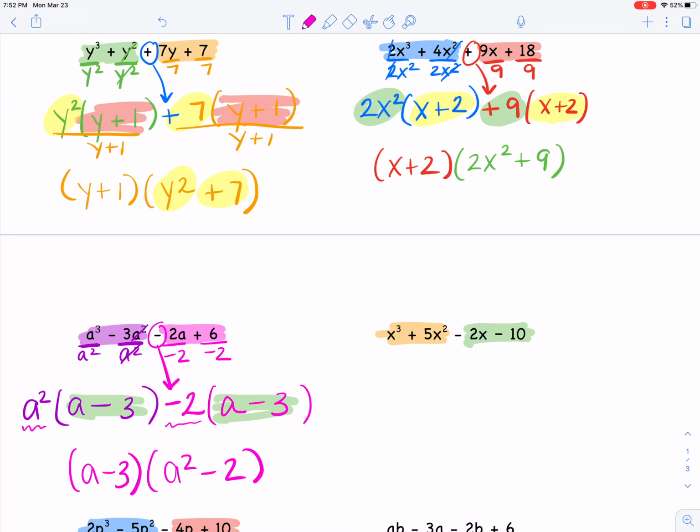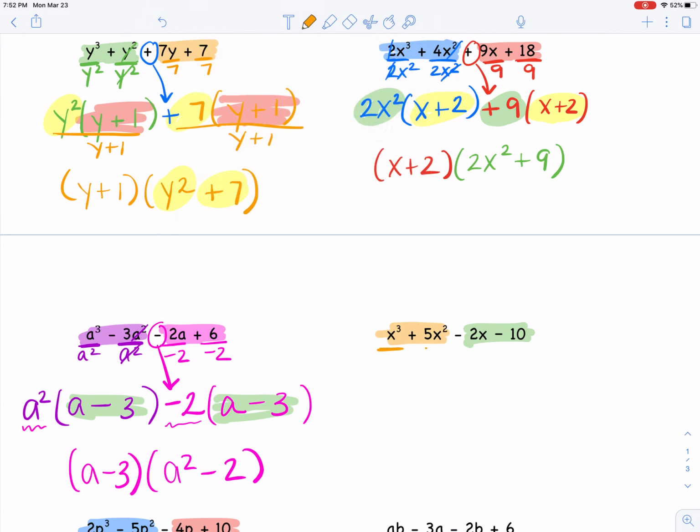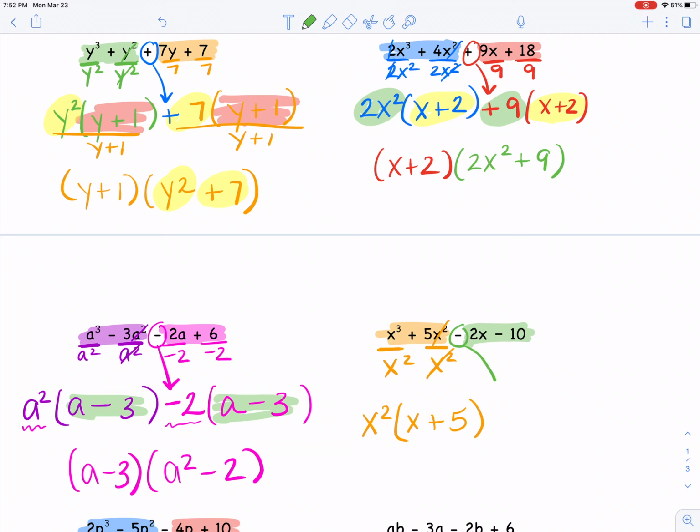Okay, next one. I'm going to factor out in the first group. They both have an x, the lower exponent squared. So x squared is out there first. Then I'm going to get x to the first plus the x squared's factored out, 5. What am I going to bring down between the two groups? The minus sign.